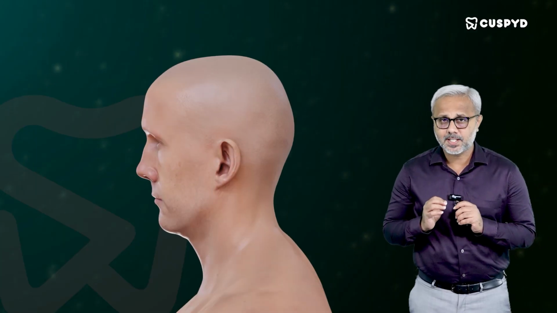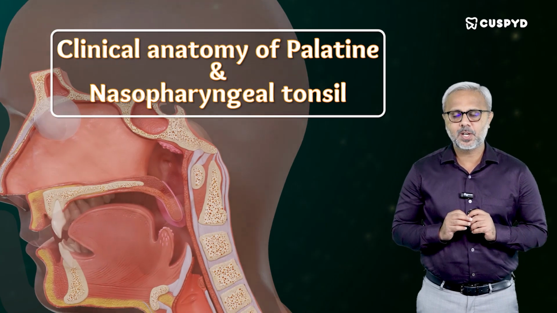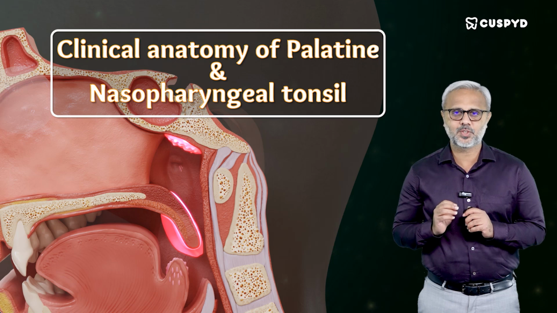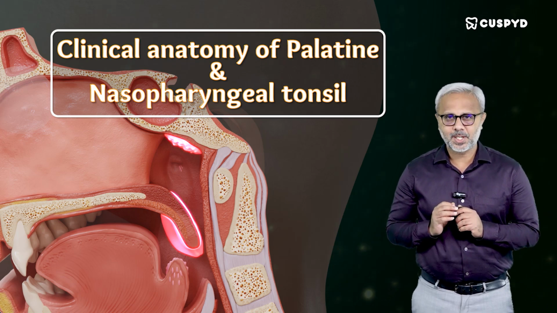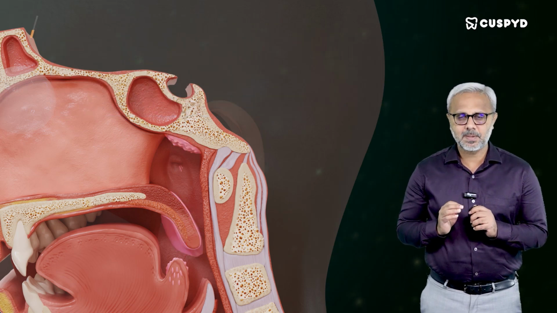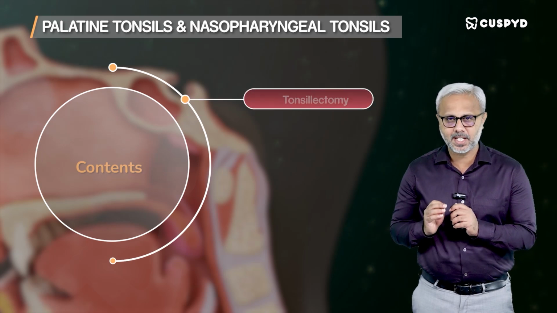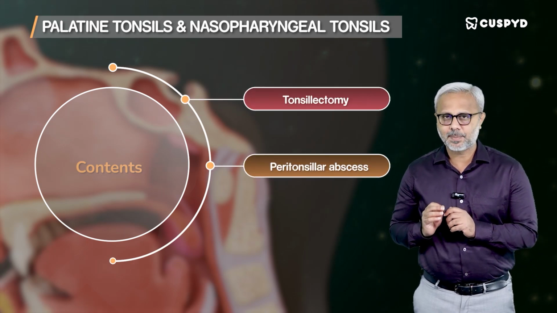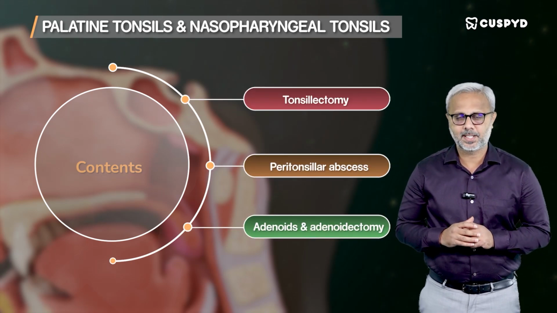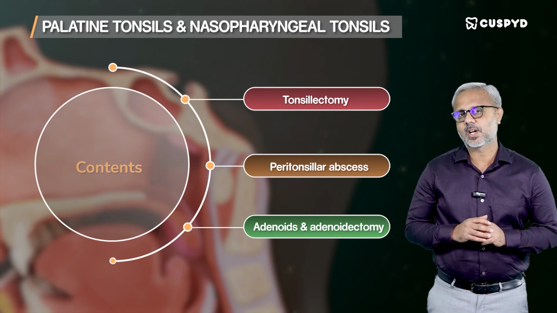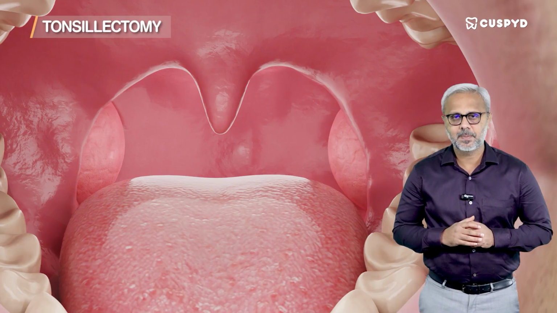This is a short session on the clinical anatomy of the palatine tonsils and the nasopharyngeal tonsils. What we'll try to do is discuss three important subtopics: tonsillectomy, the peritonsillar abscess or quinsy, and adenoidectomy. First, let's talk about what is tonsillectomy.